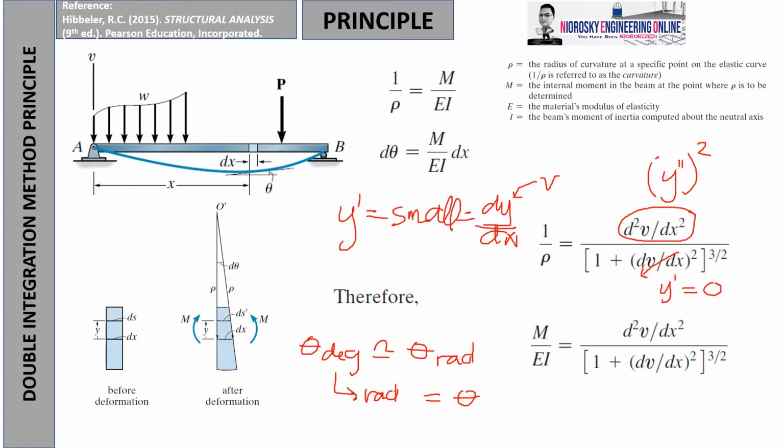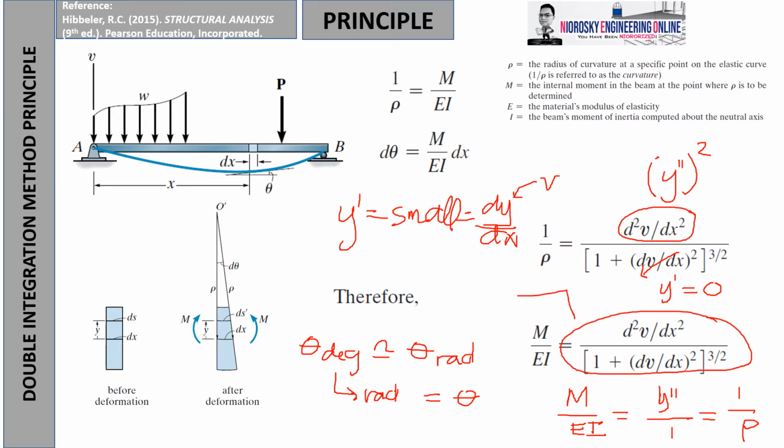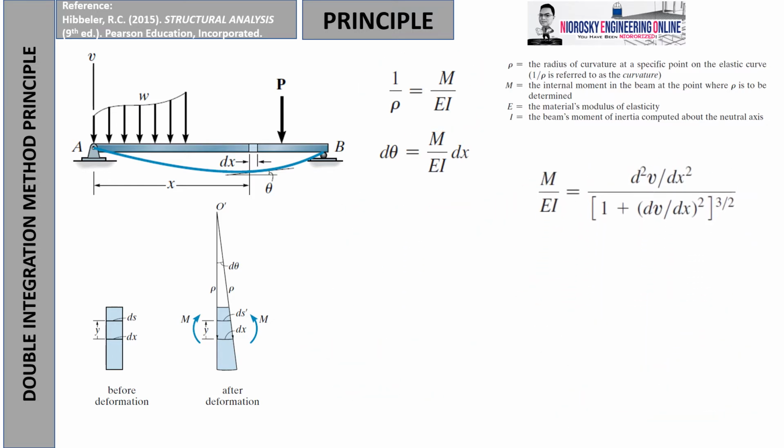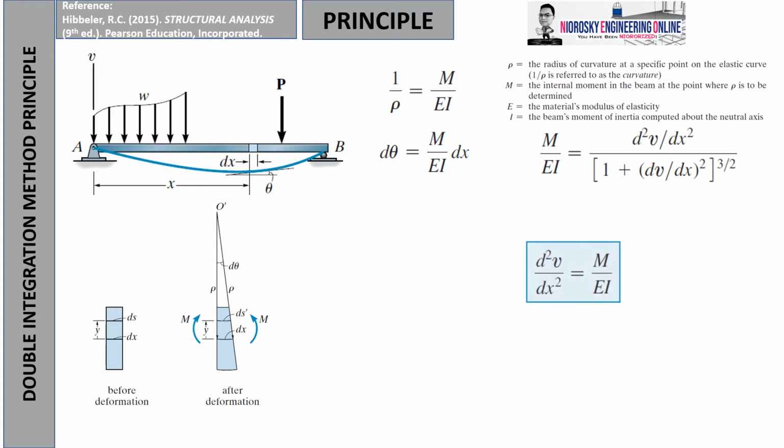So, by replacing that, we will understand that M over EI will be just equivalent now to y double prime over 1, whereas y double prime is simply 1 over the rho. Okay? Because that is what happened in this setup. So, therefore, as we understand that, rho is just the setup. So we just plug it in, and we will get this one.